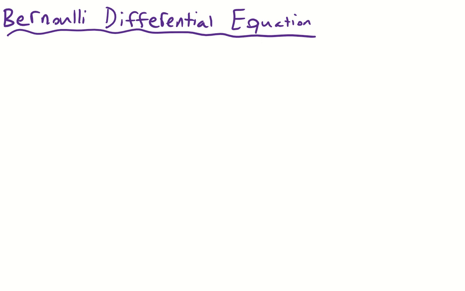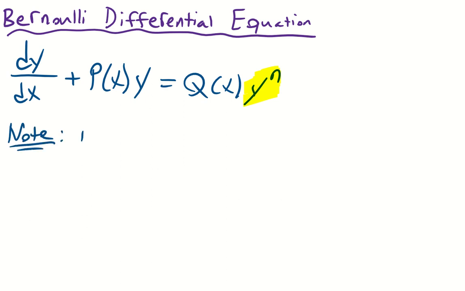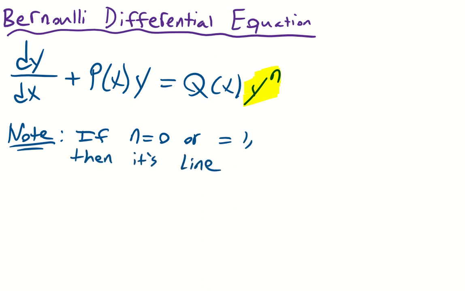Such equations are of the general form dy/dx plus p of x times y is equal to q of x times y raised to the n power. Notice that this is not a first-order linear differential equation because we have this term y raised to the n power. On the other hand, note that if n is equal to 0 or n is equal to 1, then it is a linear equation.